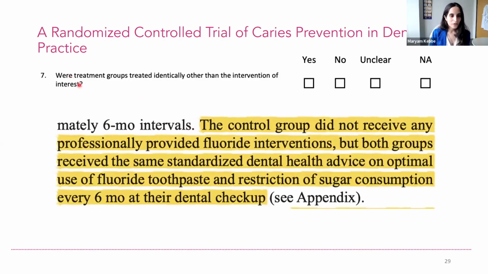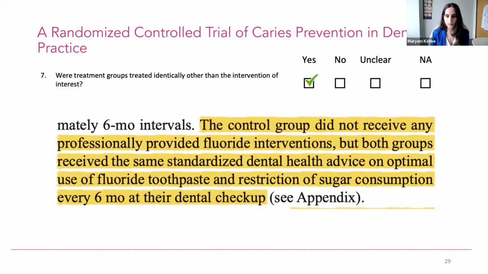Number 7, were treatment groups treated identically other than the intervention of interest? And so here they report that the control group did not receive any professionally provided fluoride interventions. Both groups received the same standardized dental health advice on optimal use of fluoride toothpaste and restriction of sugar consumption every 6 months at their dental checkup. So these groups were comparable in terms of the general advice that was received, but in terms of the intervention, there was no overlap in this case. And you would be able to go ahead and assume that the groups were identical aside from the intervention of interest.